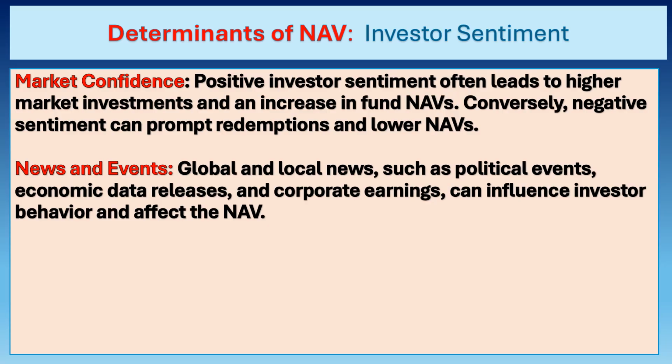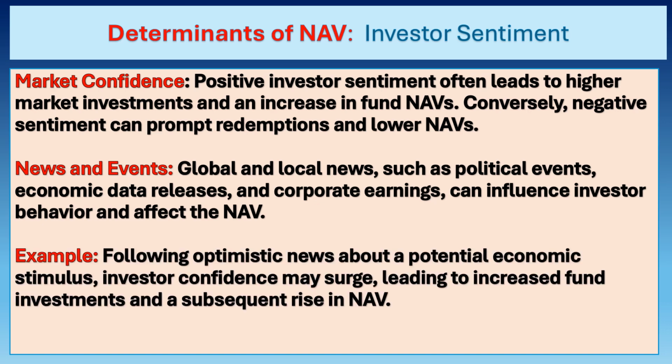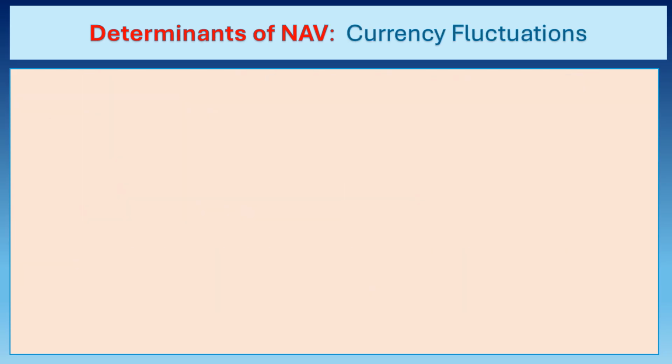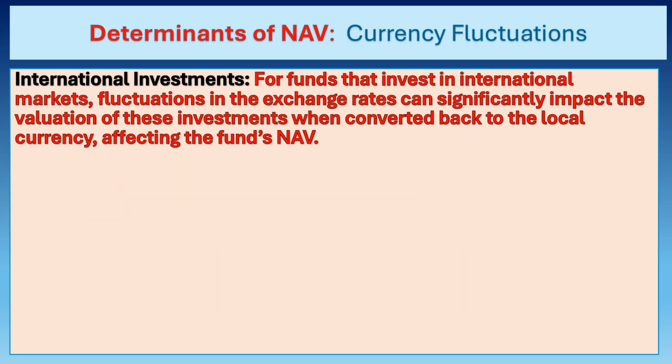News and events. Global and local news such as political events, economic data releases, and corporate earnings can influence investor behavior and affect the NAV. For example, following optimistic news about potential economic stimulus, investor confidence may surge, leading to increased fund investments and a subsequent rise in NAV. Currency fluctuations.